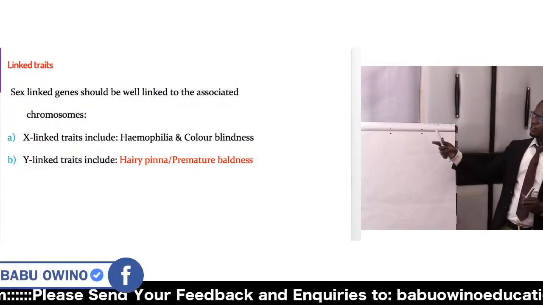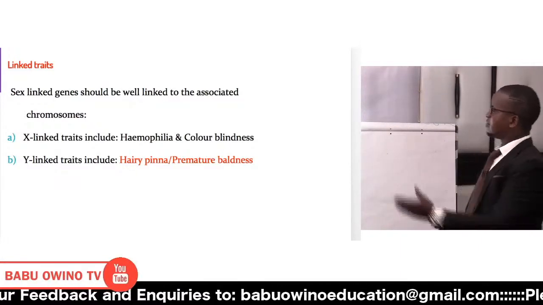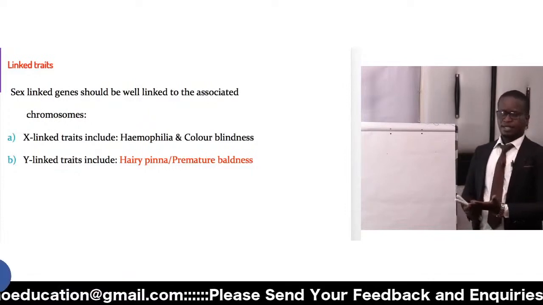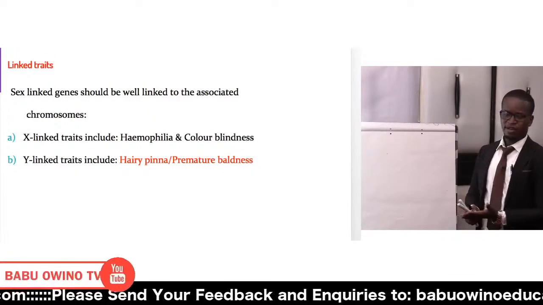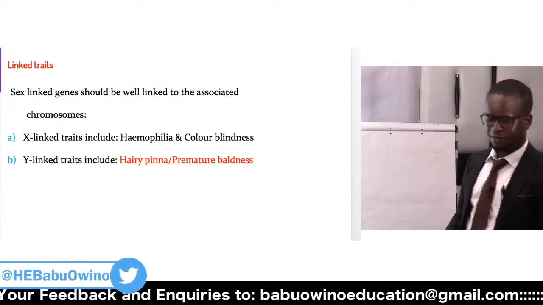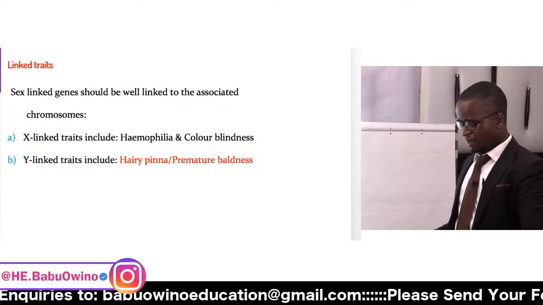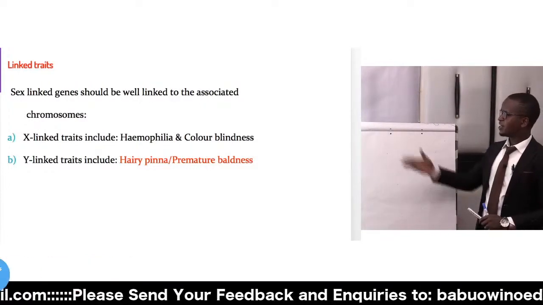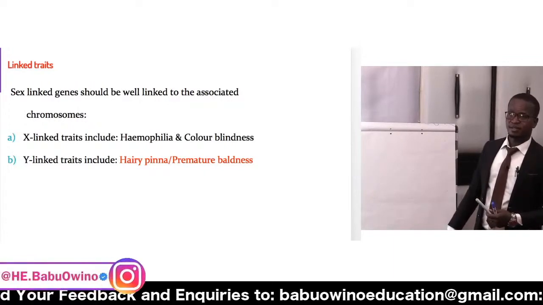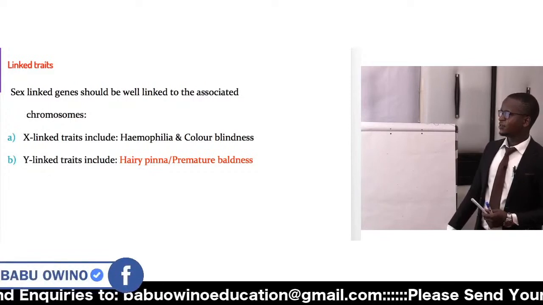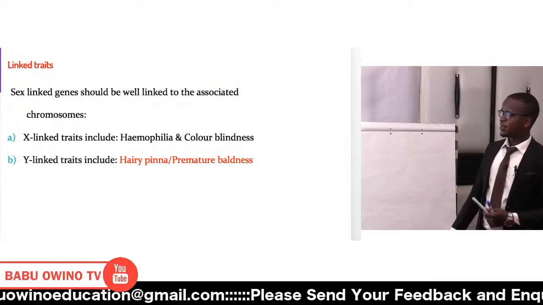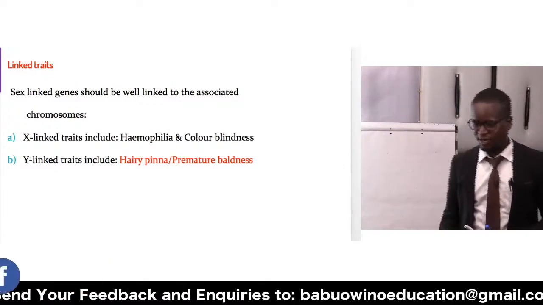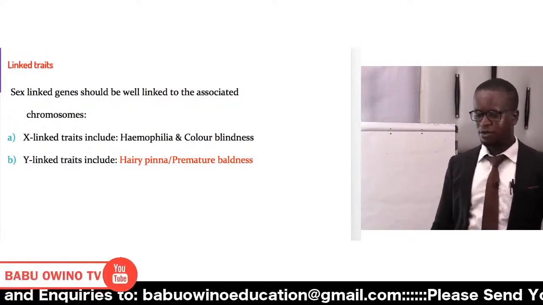And common linked traits which we like to ask you questions on are hemophilia and colorblindness, which are linked to X. And also we have hairy pinna and premature baldness, which are linked to Y. But you can see I have highlighted the two traits on Y, hairy pinna and premature baldness, in red, because for a long time these traits have been treated as traits linked to the Y chromosome, while the truth is they are not. We can even have some premature baldness which is being inherited from mothers and not fathers, as previously thought. Even hairy pinna is not really much of a Y-linked trait. But because our book still dictates so, if they ask you for the Y-linked traits, then those are the traits being perceived as Y-linked at this particular time in our course books.